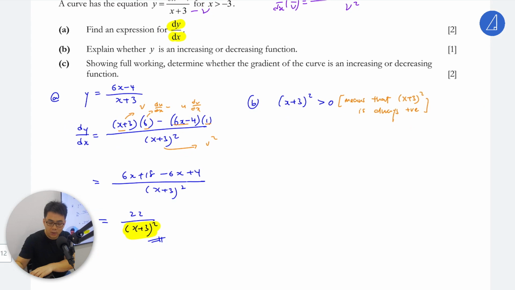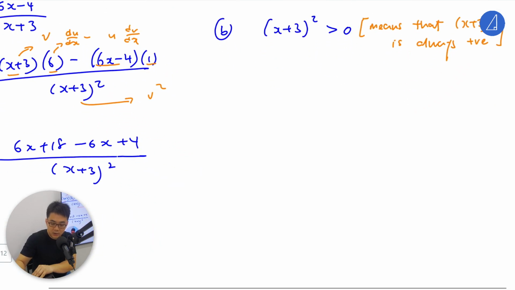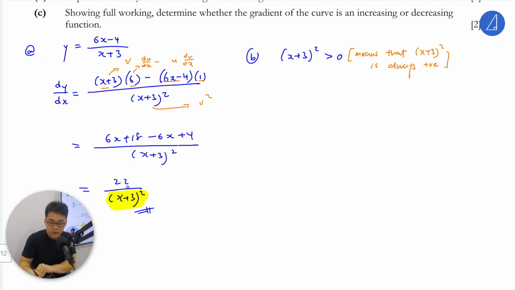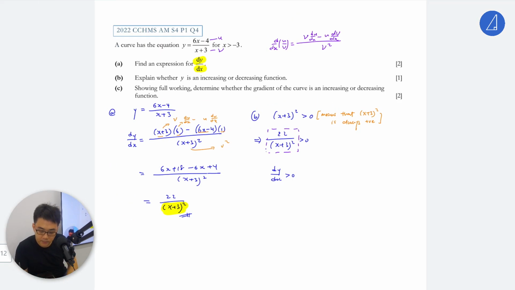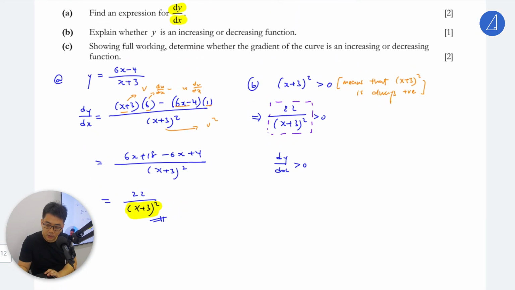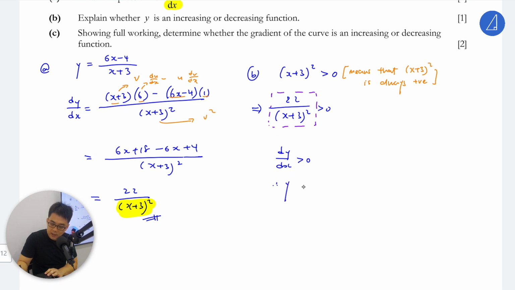Okay. So once this is done, what you can do is essentially, if this is always positive, something positive divided by something positive, guys, it will still be positive. Something positive divided by something positive is always positive. So then you know that this guy here is your dy/dx. So you can just write dy/dx. Okay, so hence y is an increasing function.